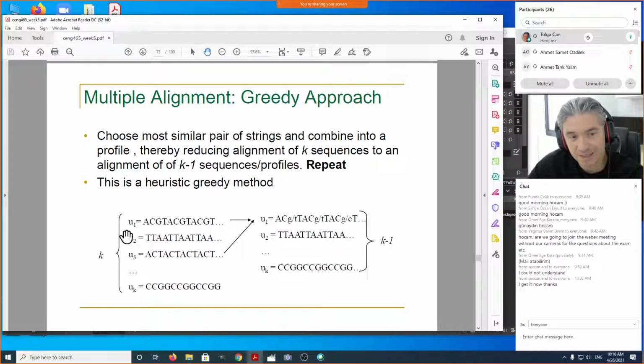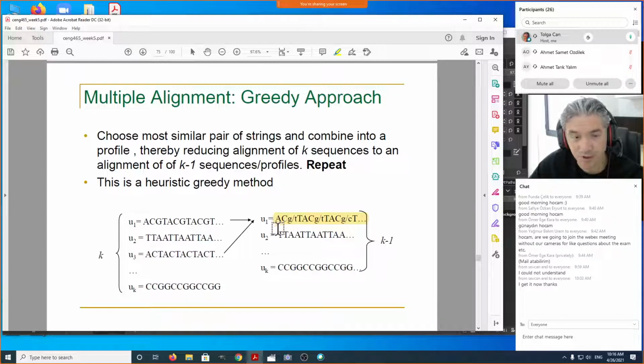For example, in this example, the first sequence and the third sequence happen to be most similar to each other. And after I align them, I get something like this. Look at this part. What does it look like? It doesn't look like a single sequence. It's actually a profile. After this alignment, it's basically saying that A and A are aligned, C and C are aligned.